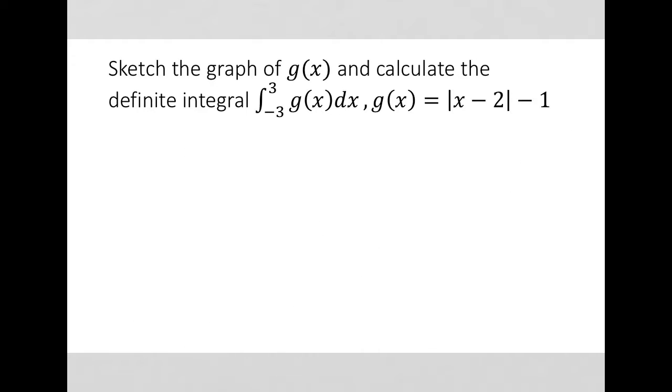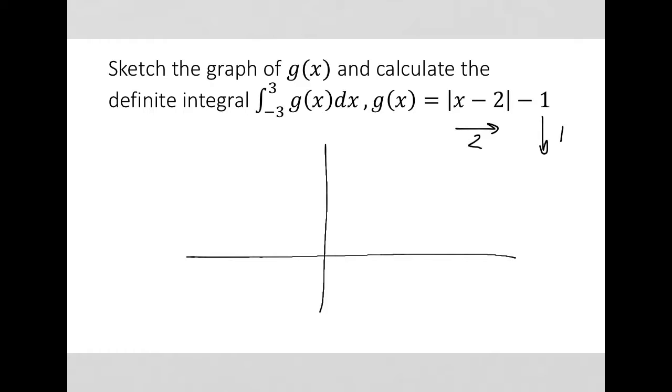Alright, same thing. We want to sketch this graph and then calculate the definite integral here. So we're graphing the absolute value of x minus 2 minus 1. Well, what does that minus 2 do? That minus 2 is going to shift it to the right by 2. What does that minus 1 do? It's going to shift it down by 1. And so, draw our axes right here, right 2, down 1, right there.